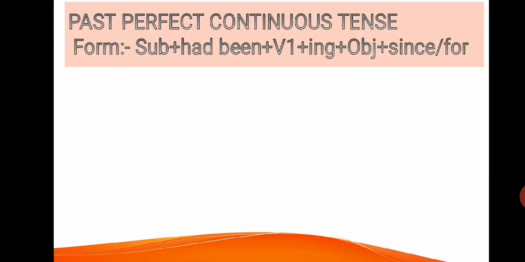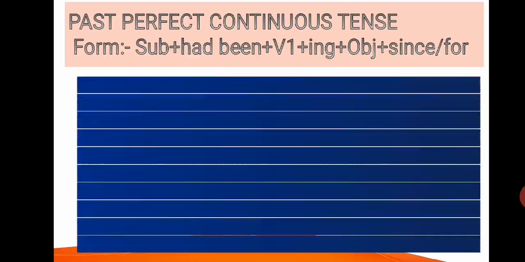and since or for. As you know, we use the ing form to show the continuity of an action. Actually, past perfect continuous tense is just like past perfect tense. Only the change is that the first past action is continuous, and we can try to understand this with an example.